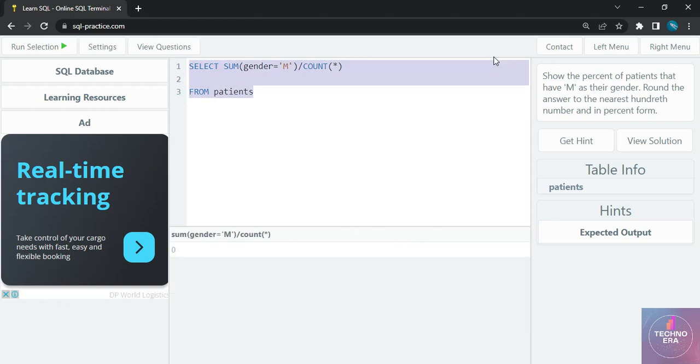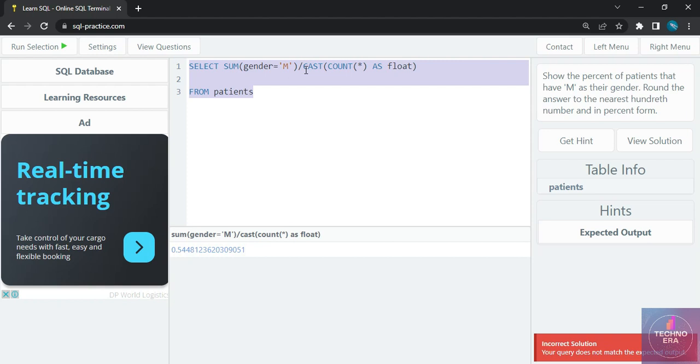Executing this query, we are getting 0 because we are dividing an integer number by an integer number. So it is required to convert either the numerator or denominator into float. I'm converting the denominator into float, so I will use the cast function here to convert the count of star as float. Now we will execute this. See, we are getting a float value now.